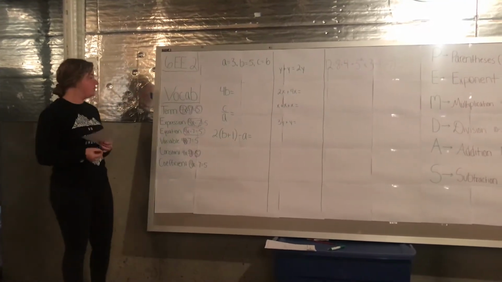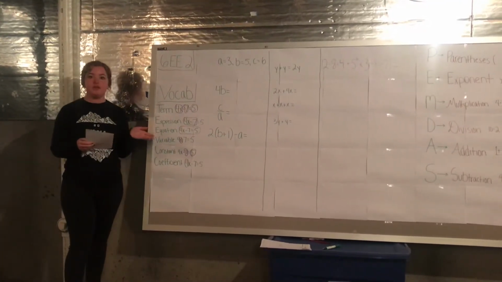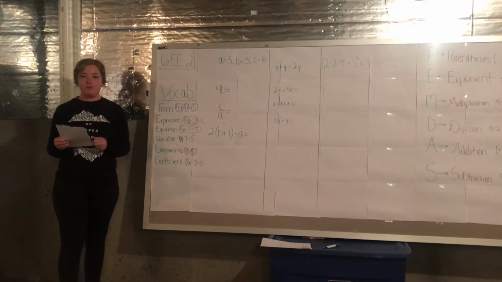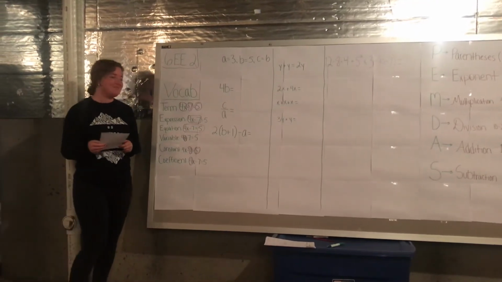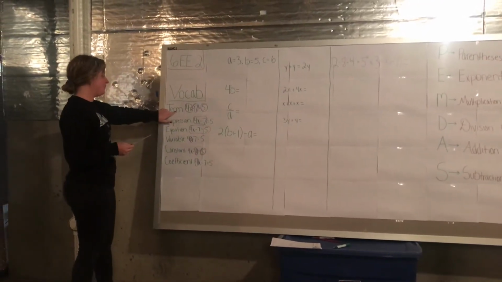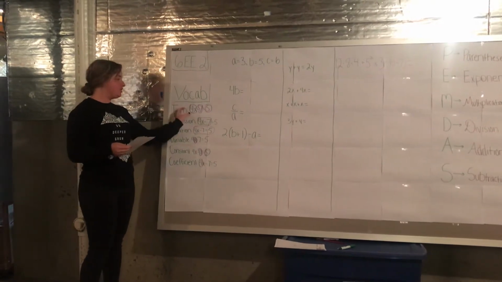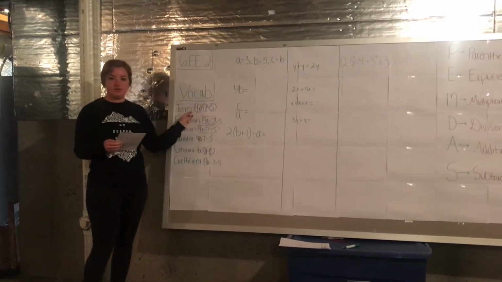So what we're going to do is we're going to start with the vocabulary for the lesson. I got this from one of my cooperating teachers and it worked pretty well. So the first one is term. So this represents each factor in the equation or expression.